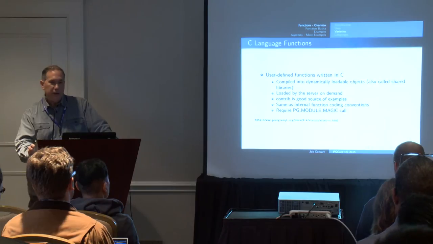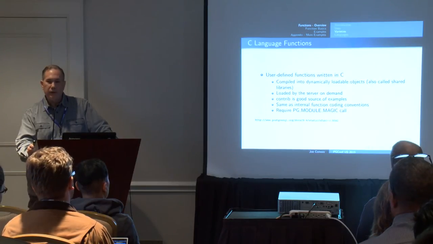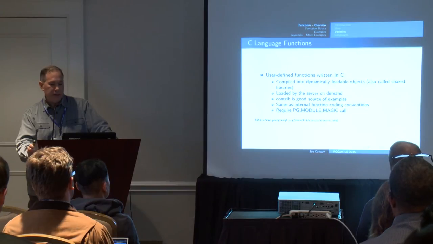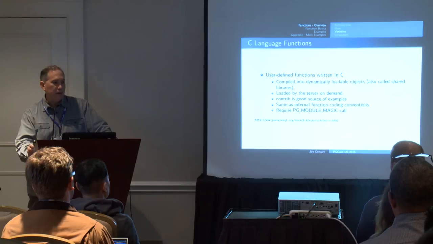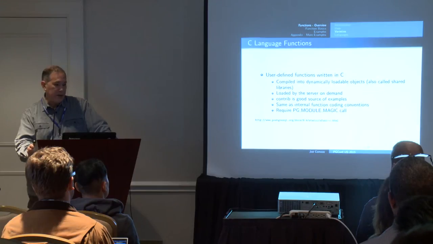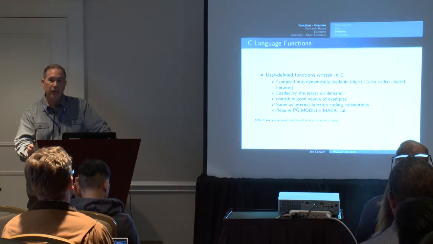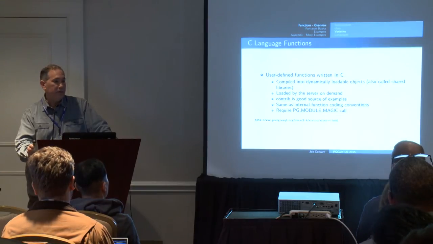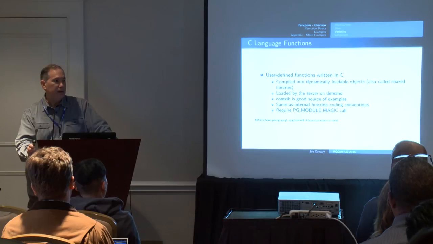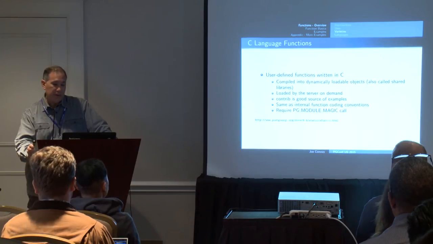C language functions are obviously written in C. They're compiled into dynamically loadable objects, shared libraries. On a Linux system, it would be a .so file. On Windows, it would be a DLL. They're loaded, as we mentioned, on demand. There are a good number of examples of this in the contrib folder in the source.